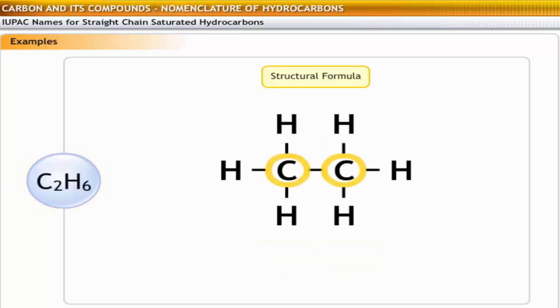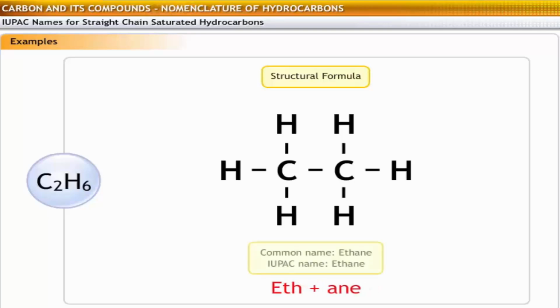C2H6 contains 2 carbon atoms. Hence, the root word is eth. The carbon atoms are saturated with each having 4 bonds attached to different atoms. Thus, it is an alkane. The IUPAC name is ethane, which is a combination of eth and ane.